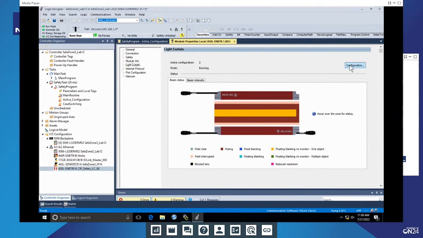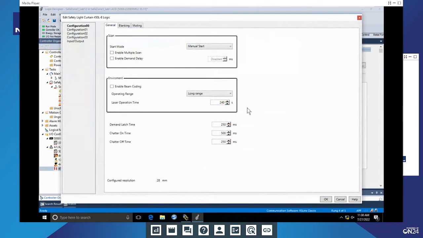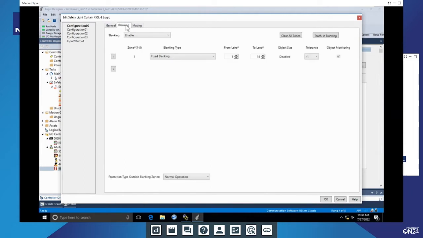I'm going to click on the configuration tab over here. So as you can see on the top left, just over here, we've got configuration 0, configuration 1, 2, and 3, 4 configurations. I'm going to go through some of the functionality you can have here and some of the functionality that we commonly use. Blanking. I'm confident everyone knows what blanking is. We've got fixed blanking and we've got floating blanking.